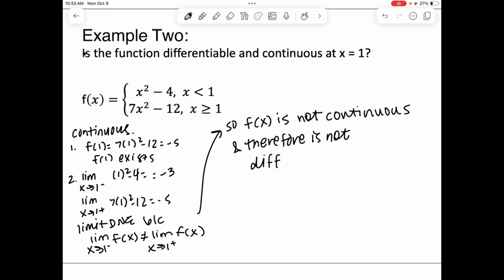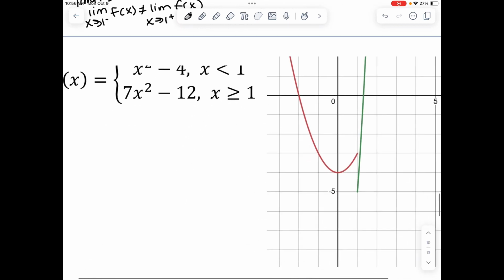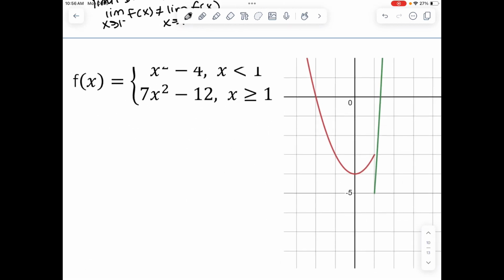And so sometimes these problems are kind of easy because if you realize it's not continuous, then you can be done. So f of x is not continuous and therefore it is not differentiable. So you're done with this one, not as bad. And this is what the graph looks like. Sorry, it gets kind of cut off, but you can tell right there that there's a jump discontinuity between those two different functions.